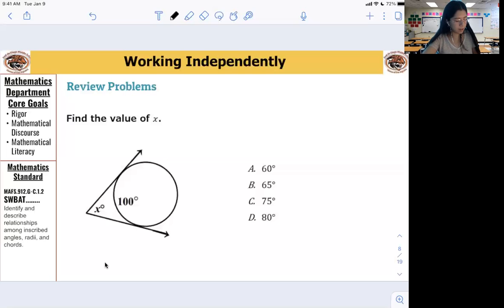10, 9, 8, 7, 6, 5, 4, 3, 2, 1. All right, most people got it, but I think I know what happened if you chose the other ones. We just have to make sure we're doing the correct thing for this type of angle, because this is no longer an inscribed angle. What type of angle is this one? Circumscribed.